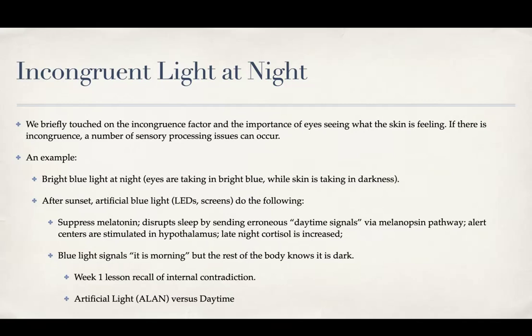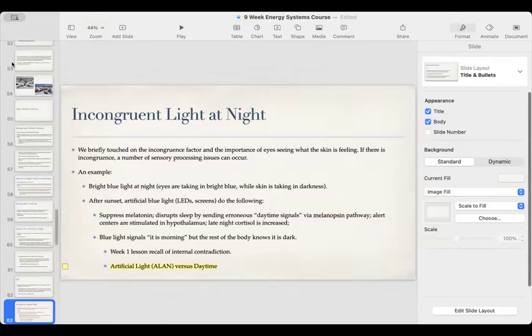I have another question. Going back to your after sunset artificial blue light, LEDs and screens do the following. And then you mentioned how even a lot of the red lights are still LEDs, just wrapped in a red film, essentially.